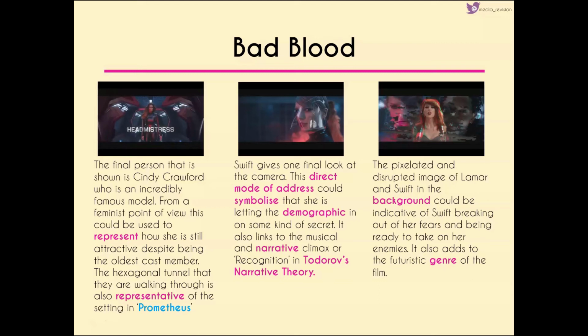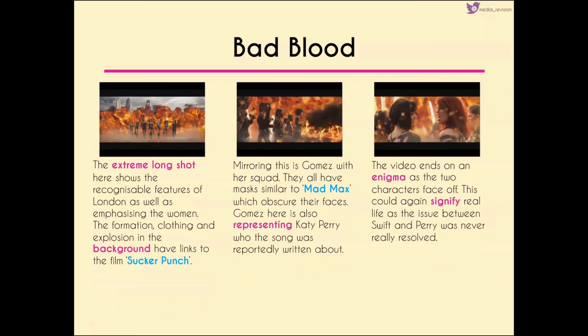Now, Swift gives one final look at the camera and we finally get this confident, direct mode of address, symbolising that she's in control. It could also be letting us into a little secret. And at this point in the narrative, if we were plotting it against Todorov's theory, which if you want me to do, by the way, just pop a comment below, would be the climax or the recognition stage of the video. Now we have a pixelated and disrupted image on the right hand side. This could be indicative of Swift breaking out of her fears or getting ready to tackle those enemies, and also links into the futuristic element of this music video as well.